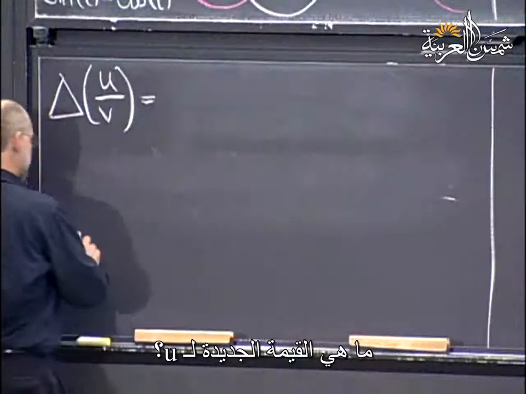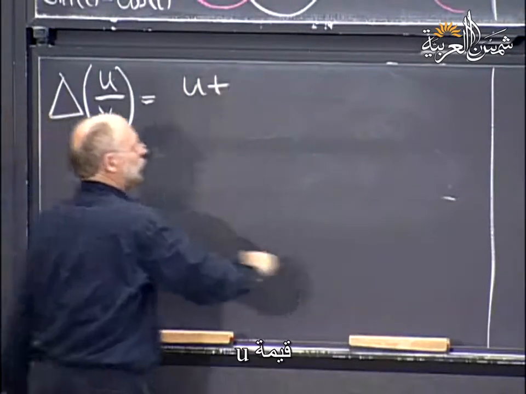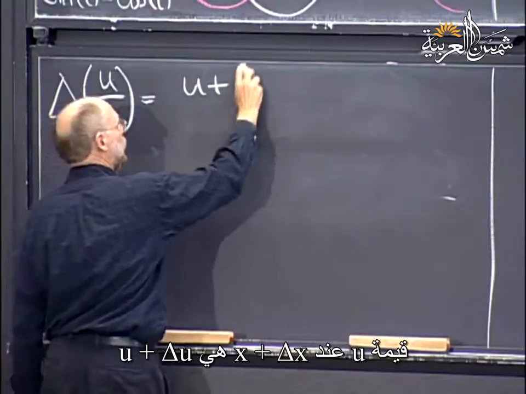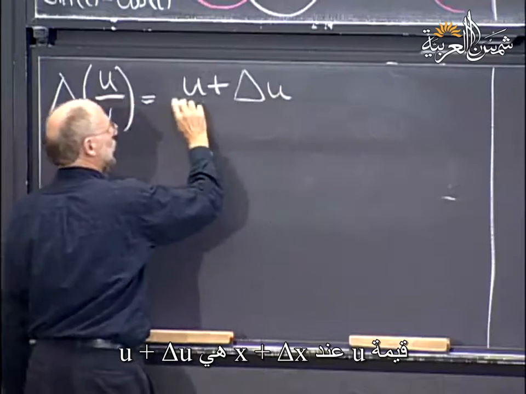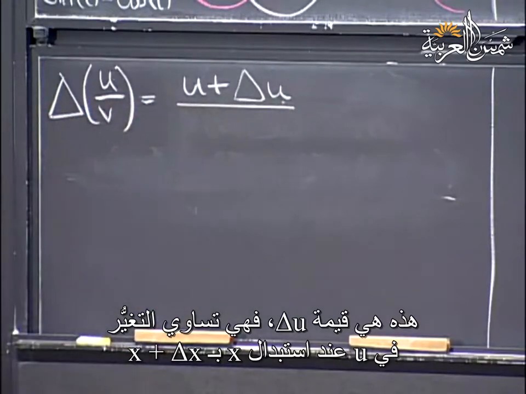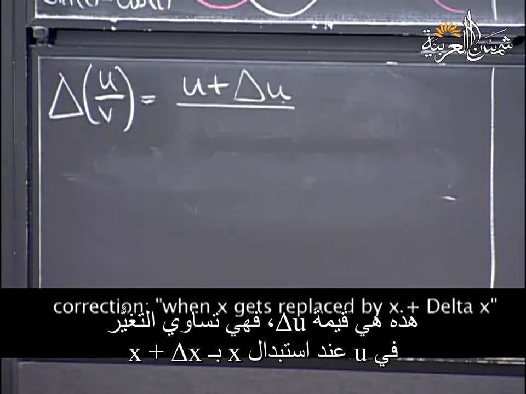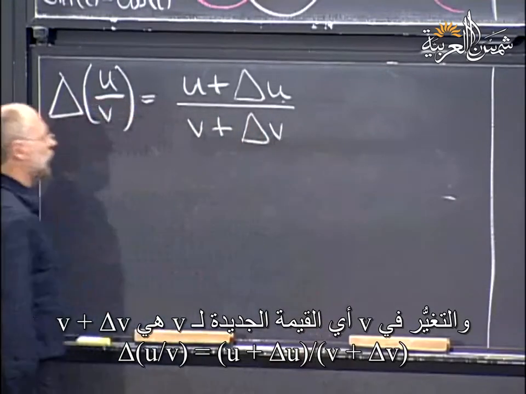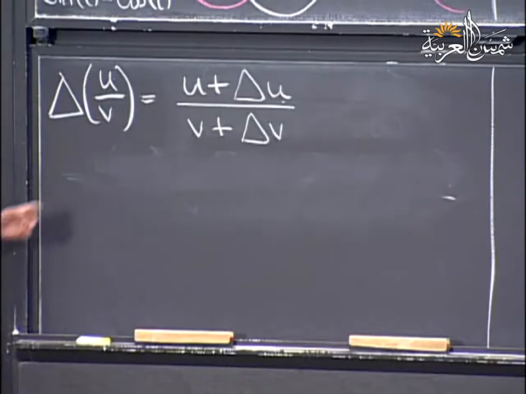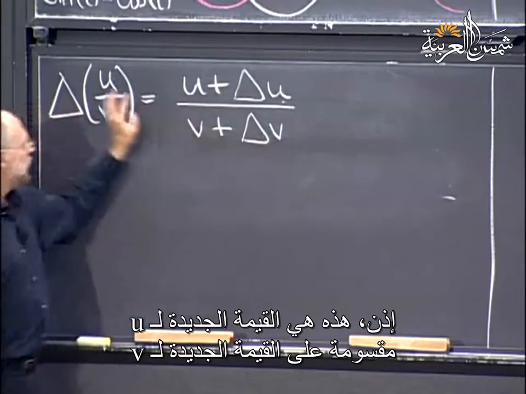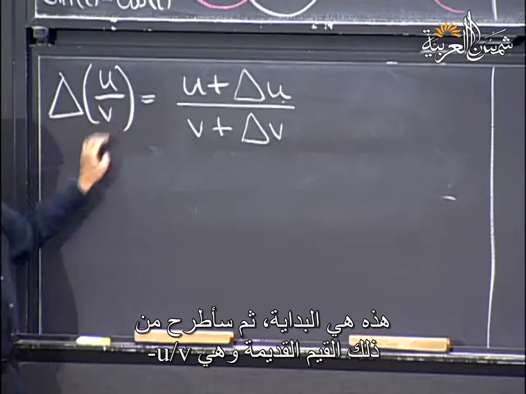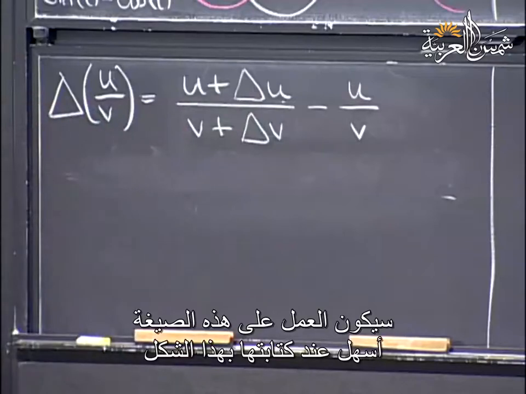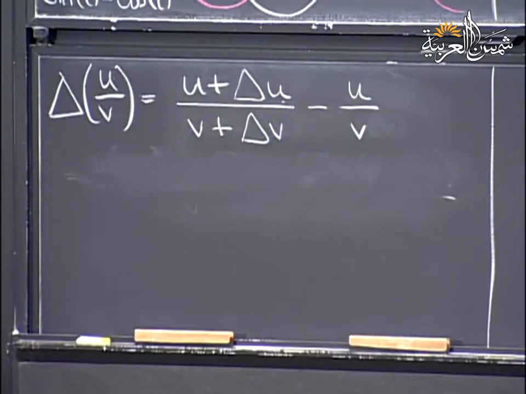What's the new value of u? The value of u at x plus delta x is u plus delta u, right? That's what delta u is. It's the change in u when x gets replaced by x plus delta x. And the new value of v is v plus delta v. So this is the new value of u divided by the new value of v. That's the beginning. And then I subtract off the old values, which are u over v. This will be easier to work out when I write it out this way.